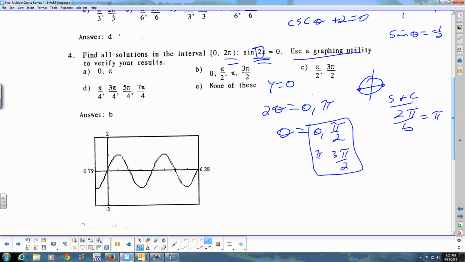And they said use a graphical utility to look at it. Well, there's the 0, and there's the other. Okay, now you don't include this one because it's actually at 2 pi, so there's 1, 2, 3, 4. Okay.